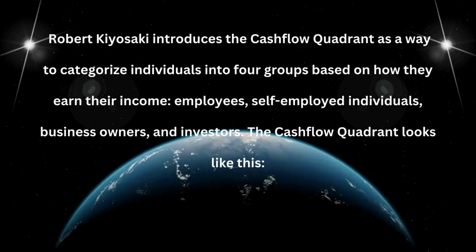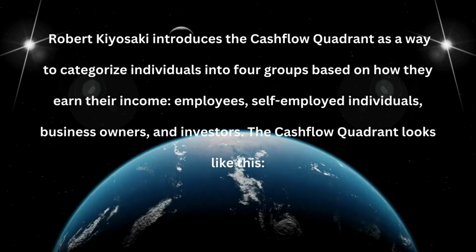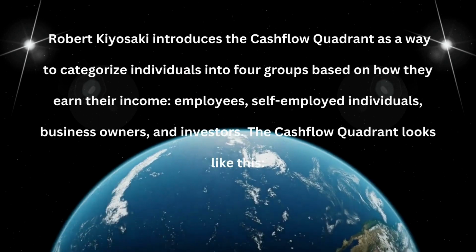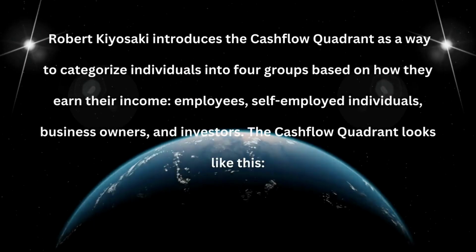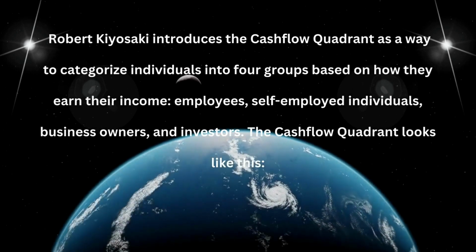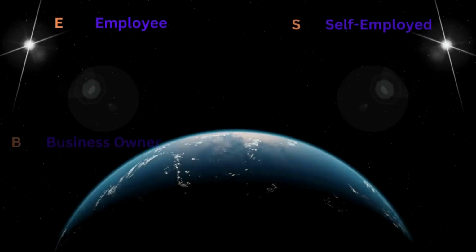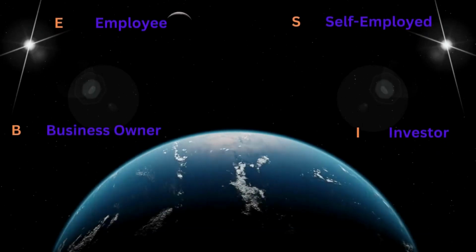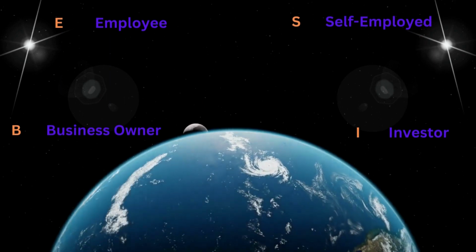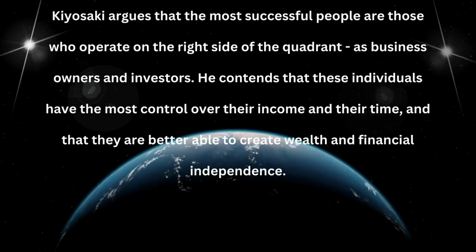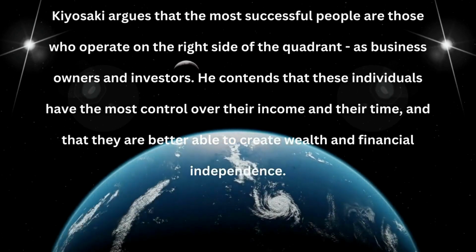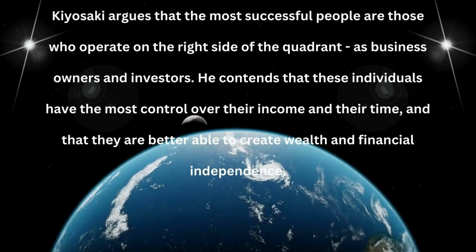Robert Kiyosaki introduces the cash flow quadrant as a way to categorize individuals into four groups based on how they earn their income: employees, self-employed individuals, business owners, and investors. The cash flow quadrant looks like this: E, Employee. B, Business owner. S, Self-employed. I, Investor. Kiyosaki argues that the most successful people are those who operate on the right side of the quadrant, as business owners and investors.